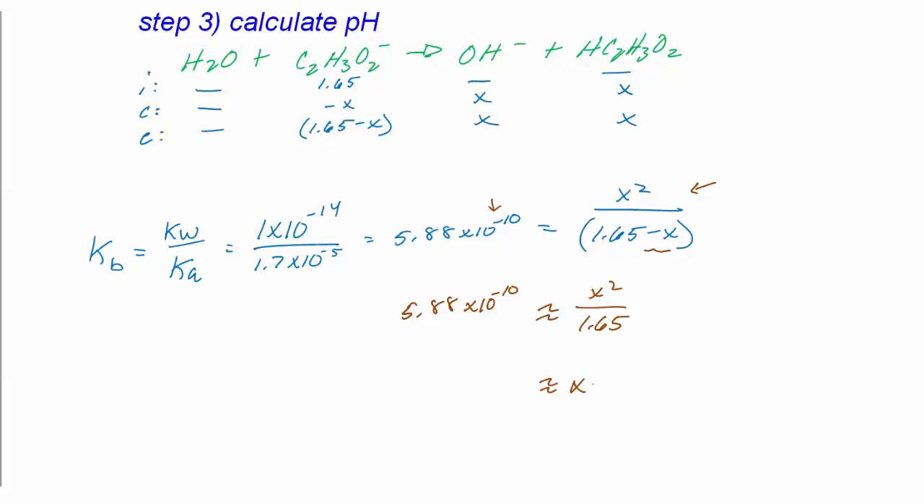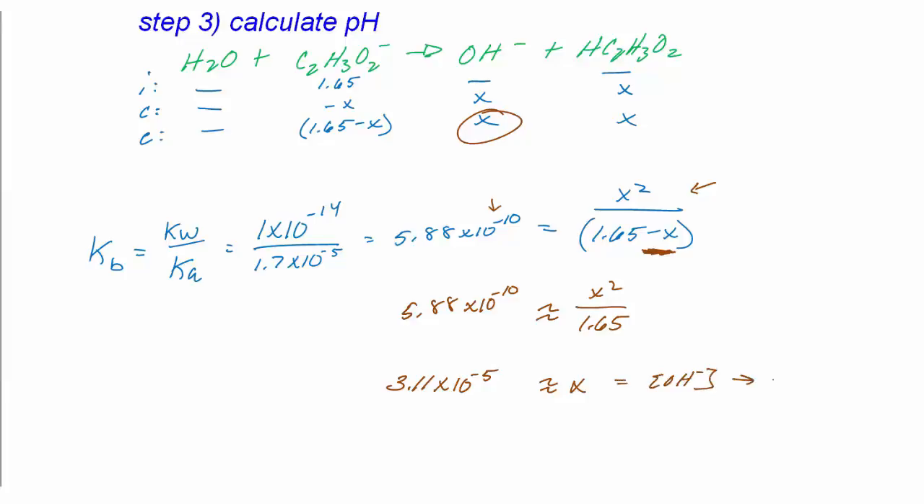So 5.88 times 10 to the negative 10 times 1.65, take the square root, about 3.11 times 10 to the negative 5. See? So take 1.65 minus 3 times 10 to the negative 5, you get 1.65 again. Okay, so if x is 3.11 times 10 to the negative 5, x is what? X is hydroxide. So that equals my hydroxide concentration.